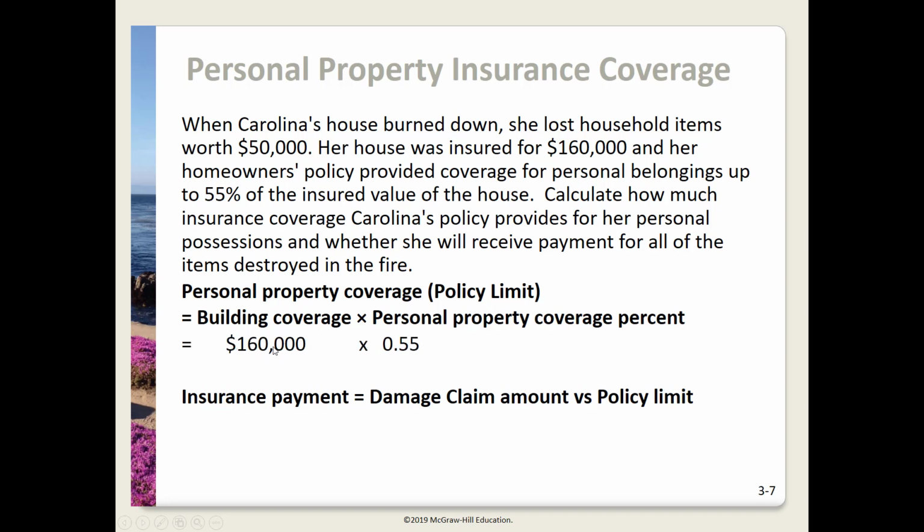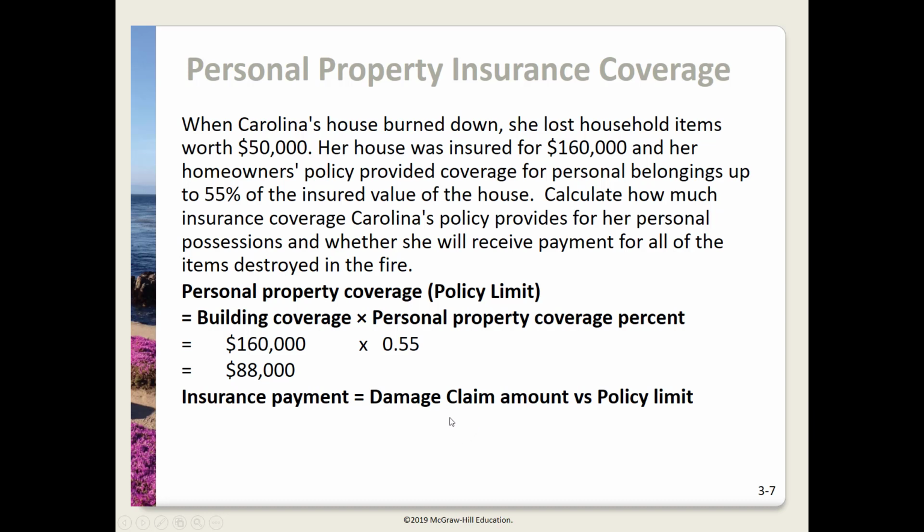So we'll take the $160,000, because that was what her house was insured for, and multiply it by the 55% in the story. That gives us a policy limit of $88,000, or the amount of coverage for her personal property. Next, we'll have to figure out the insurance payment.